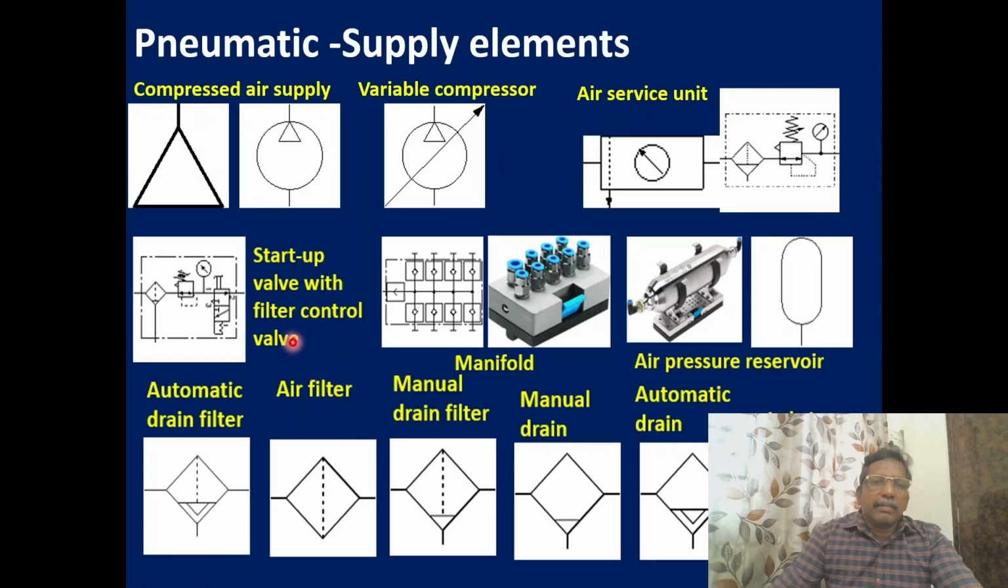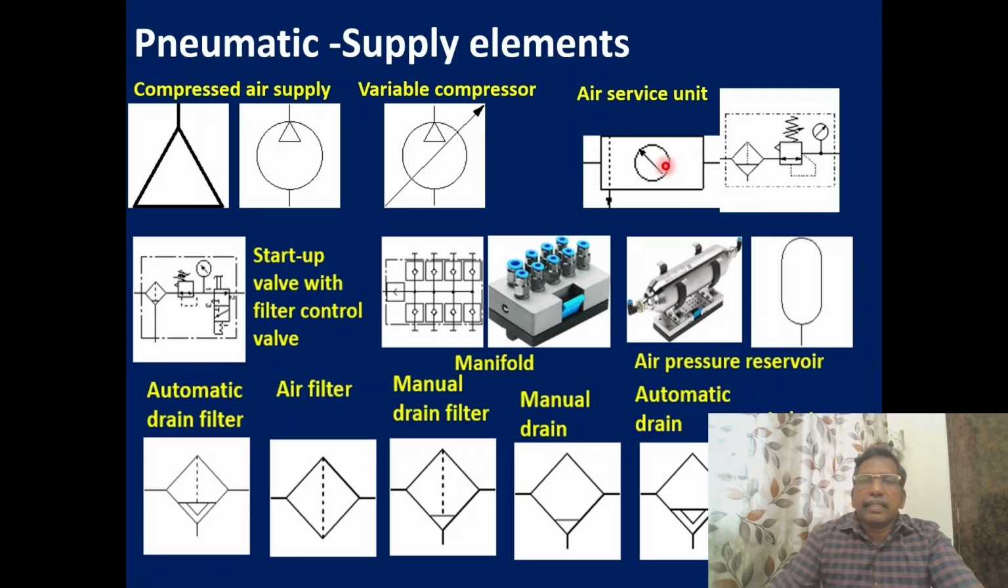Similarly, if we need an extension unit with filter control, we can have this symbol. If we need more connections, n number of connections, then we can go for a manifold. If you want to mention a reservoir, you can use the reservoir symbol. Then the automatic drain filter, air filter symbolic representation, manual drain filter, manual drain, automatic drain, then the lubricator is shown like this.